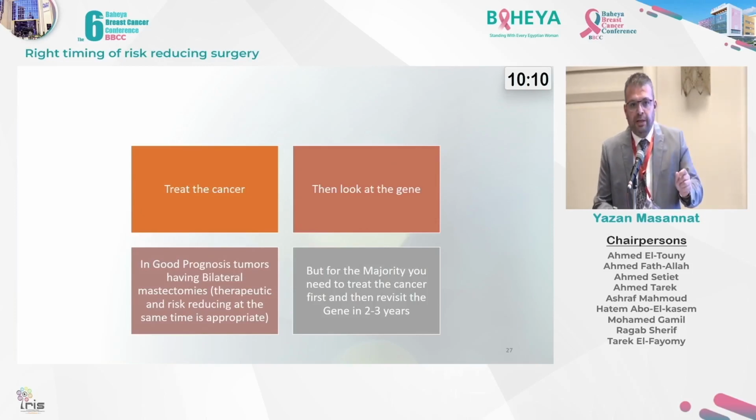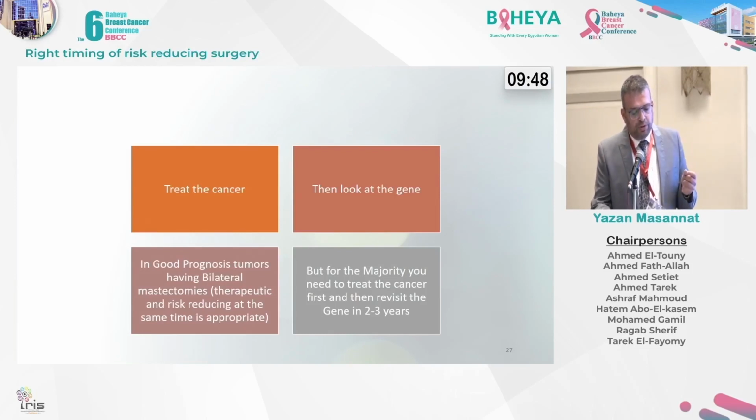I want to treat the cancer, and if they're okay after 2 or 3 years' time, then we talk about risk-reducing surgery. So you treat the cancer and then look at the gene, and you need to look at the risk from both. If somebody is diagnosed with a small grade 1 or a small lobular, and you think the risk from the cancer is not very high, then risk-reducing surgery at the same time will come into the equation.